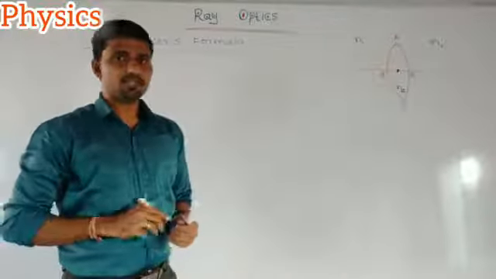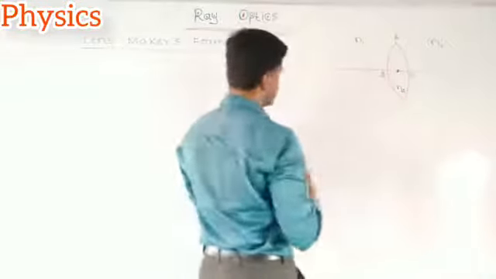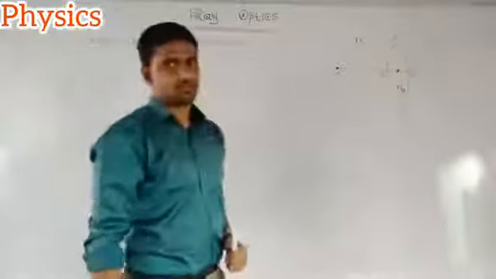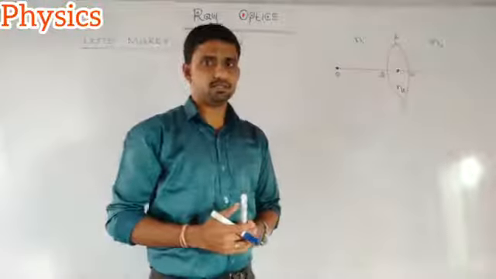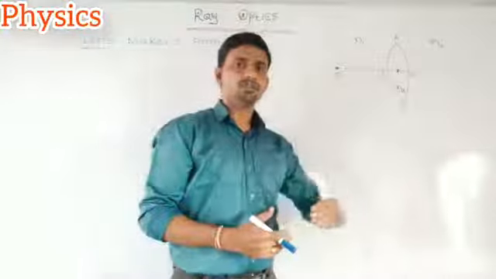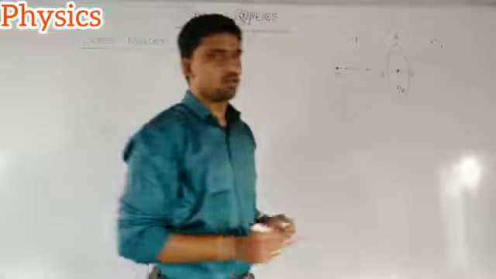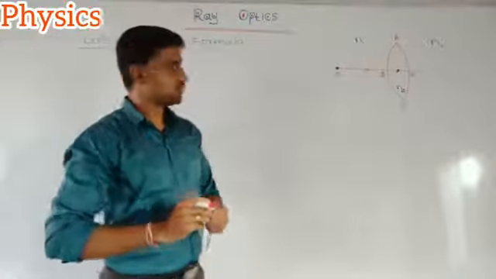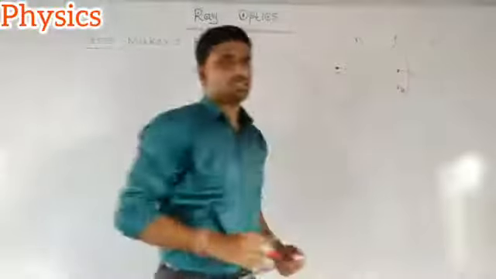Okay. Now I am considering one object and placing it on the principal axis. This is an object. Now I am going to incident a ray of light normally on this lens. We know that when we incident a ray of light normally on a spherical surface, no refraction takes place. The incident ray will pass straight. Here also, if I incident a ray normally like this, there is no refraction. It will travel straight, because the angle of incidence is zero, so the angle of refraction is also zero. Understood? So the first ray of light will pass along the principal axis.